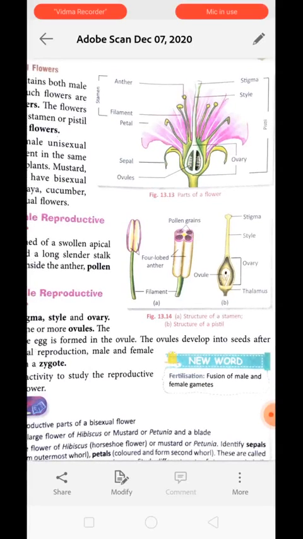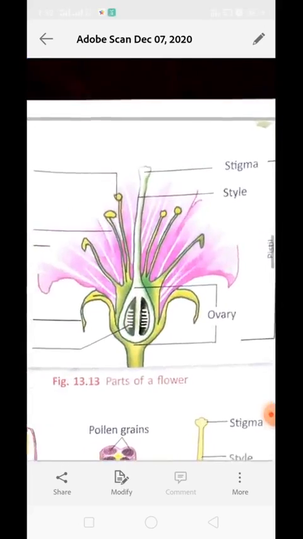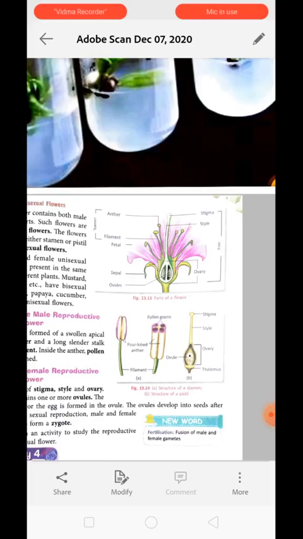Both male and female unisexual flowers may be present on the same plant. Some flowers of the same plant may have only pistil, and some only stamen. Mustard, rose and petunia have bisexual flowers, meaning the flowers have both parts. And papaya, cucumber, etc.